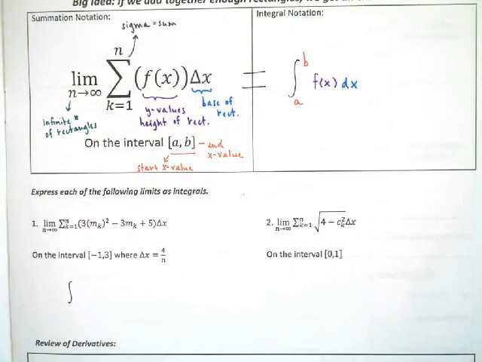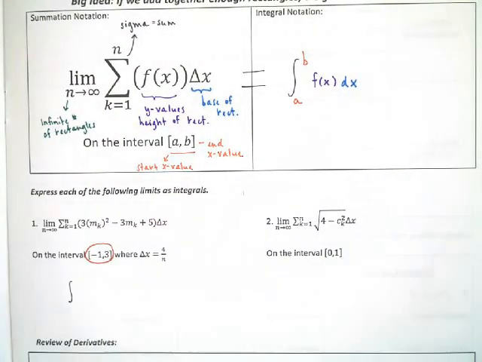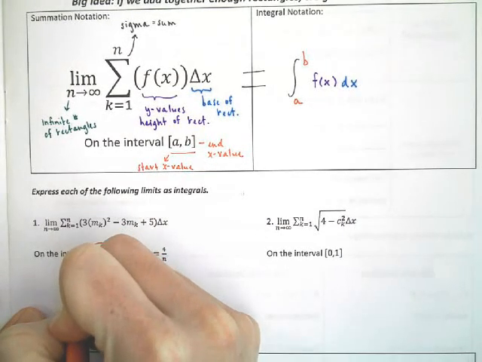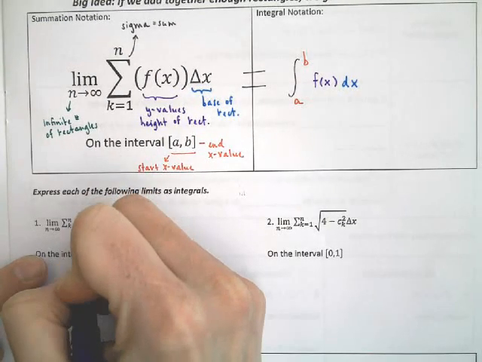Now I'm looking for the bounds. And remember, we said the bounds come from the interval that they're going to give you in the problem. So in this case, my interval is from -1 to 3. Now, I have to look for my function, right? And we know that comes from here.